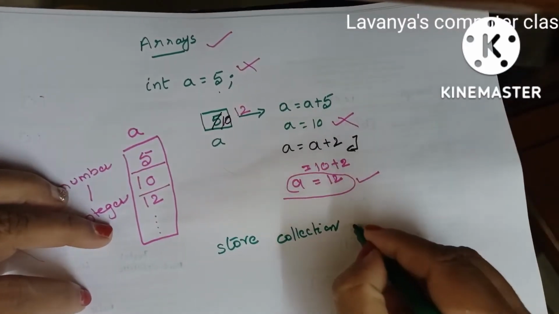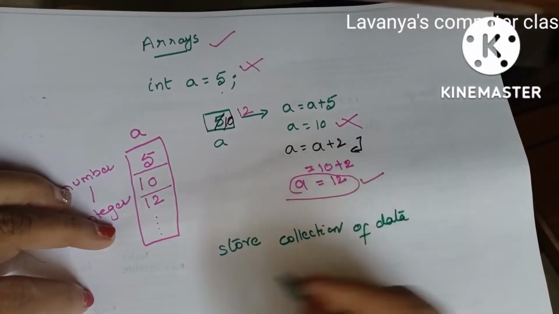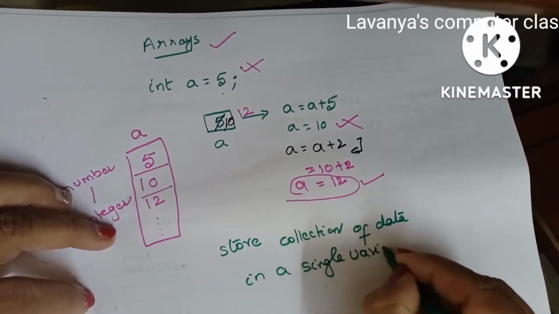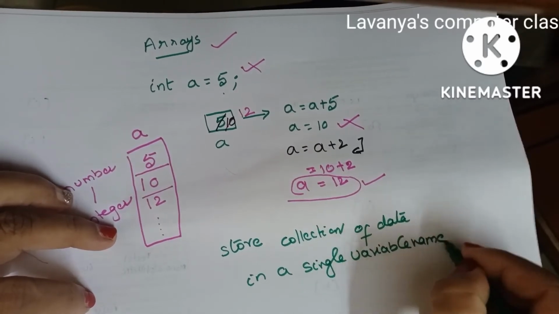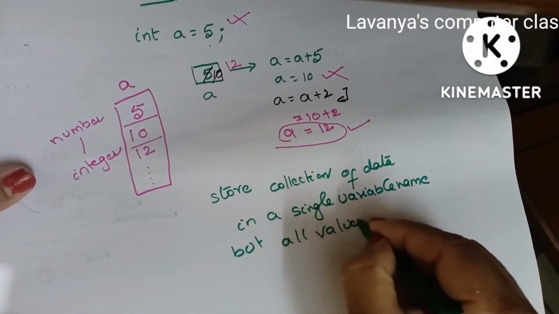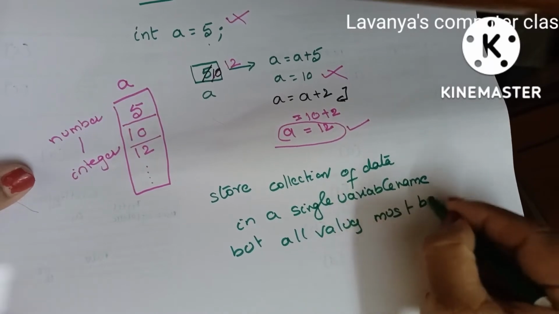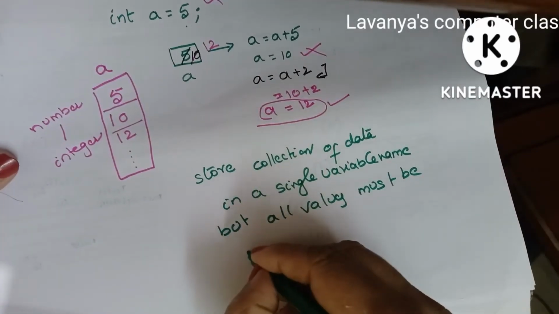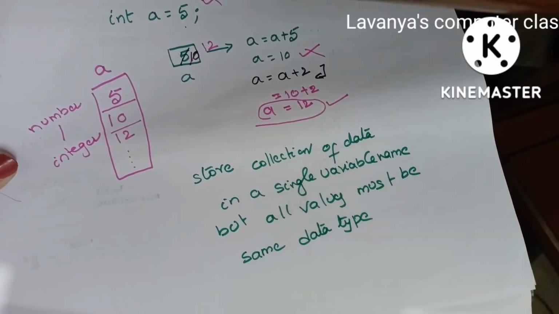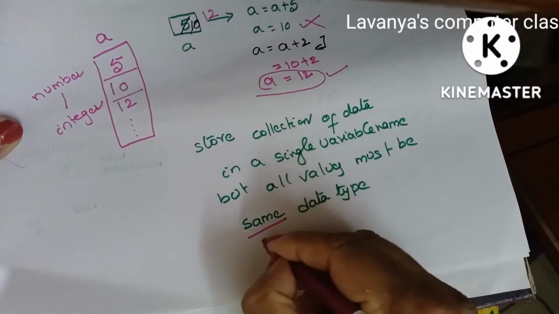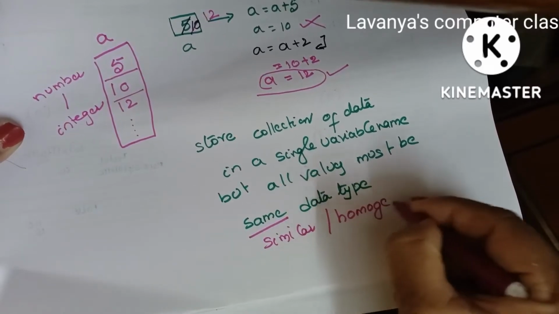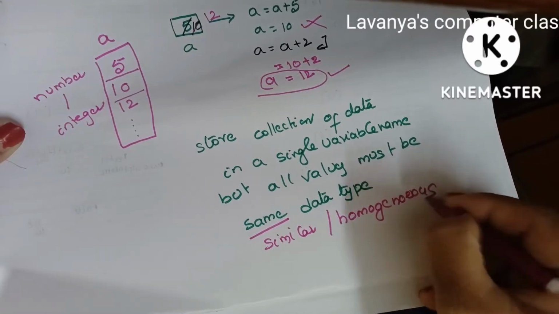in a single variable name. But this is very important: all values must belong to the same data type. All values must be the same data type, similar data type, homogeneous data type, all are the same. Homogeneous data type. So that is the definition of an array.